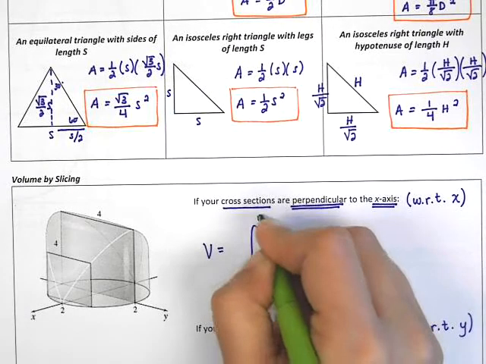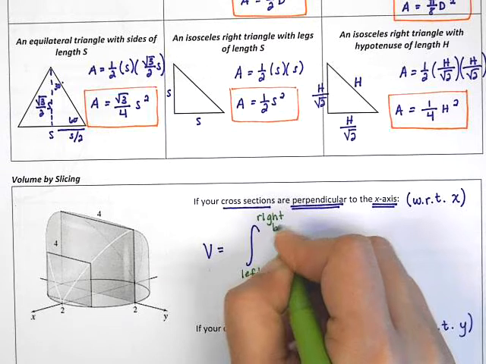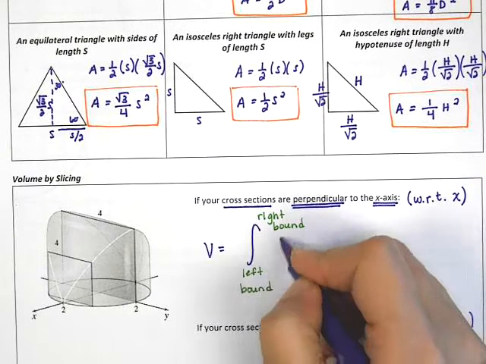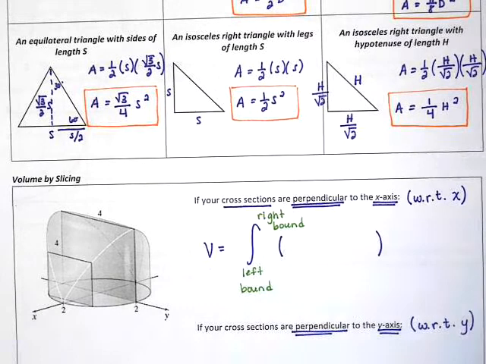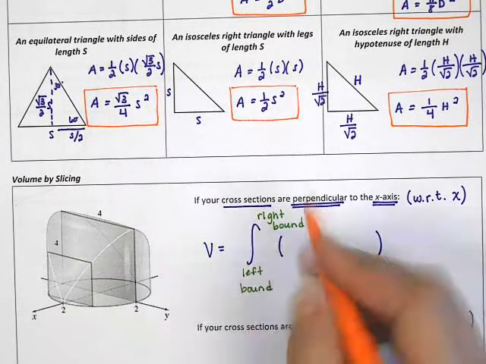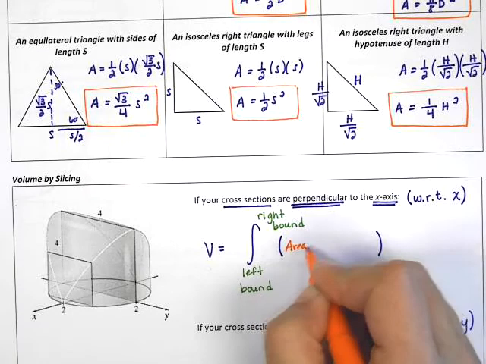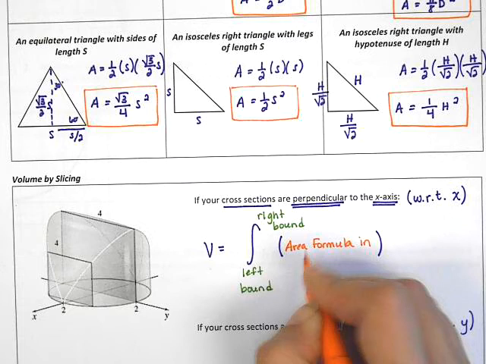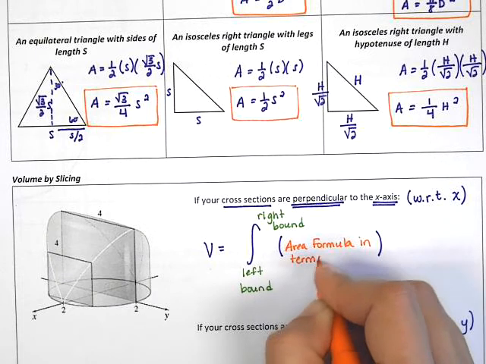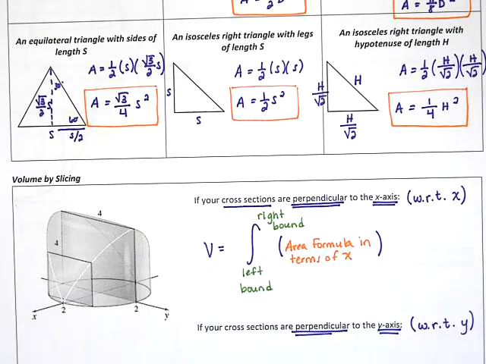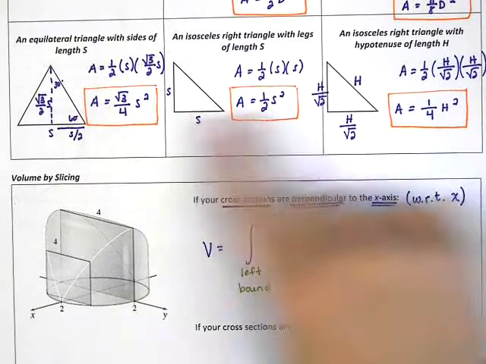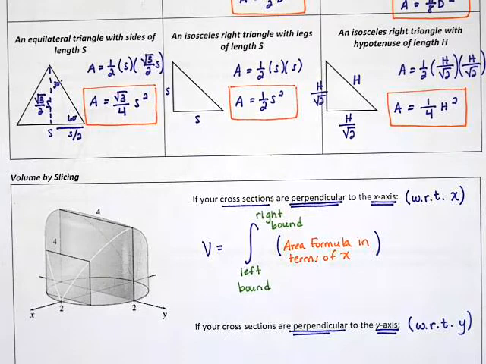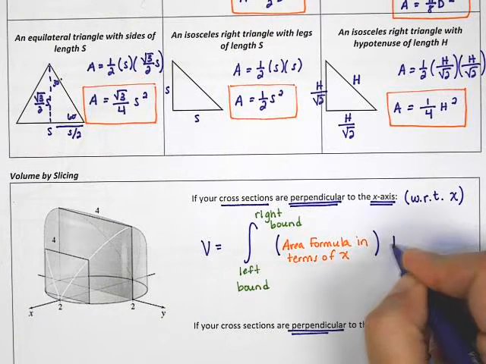And the top number would be the right bound. And inside of here, we would put the area formula, just like one of these formulas we just wrote down. So this would be the area formula in terms of x. In other words, your area formula would not want to have an S or a D or an H in it. You would want an area formula that had X's in it, and then of course dx at the end.